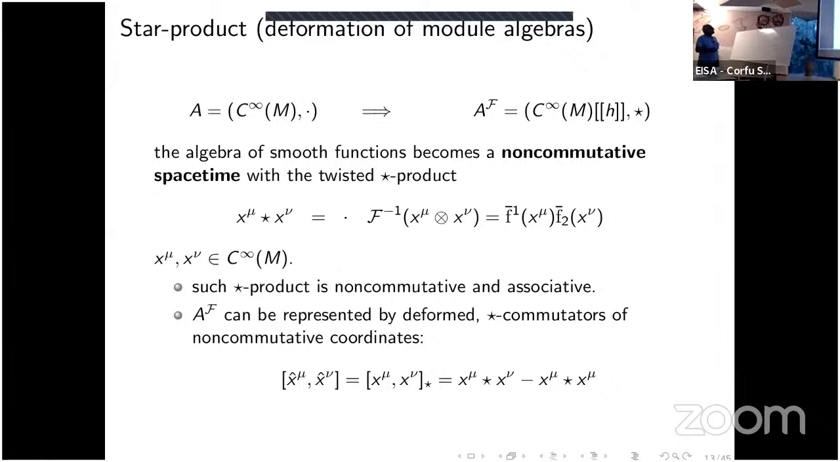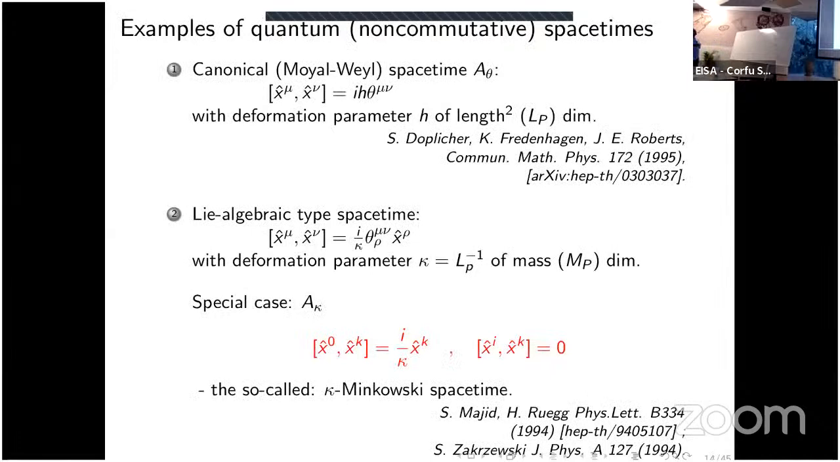And this becomes non-commutative, but still associative. The algebra remains unital. And so the non-commutativity of the star product is now not zero. Then let's recall a known example, one of the first quantum deformations of space-time, the so-called Moyal-Weyl space-time, mentioned many times and introduced in the paper by Doplicher, Fredenhagen and Roberts.